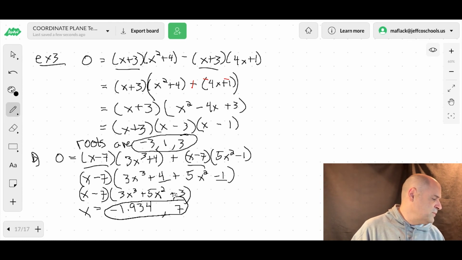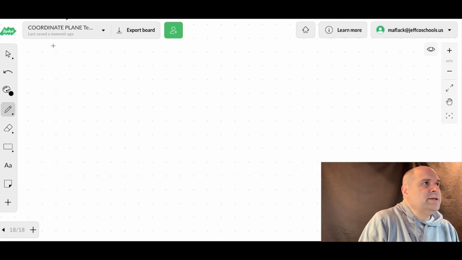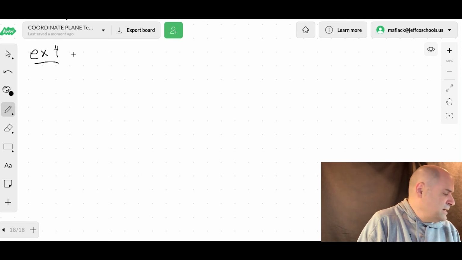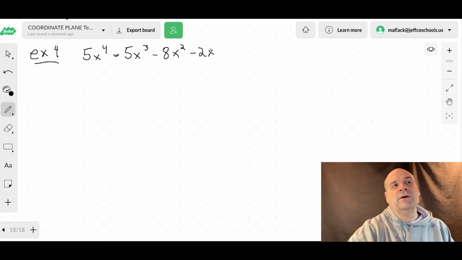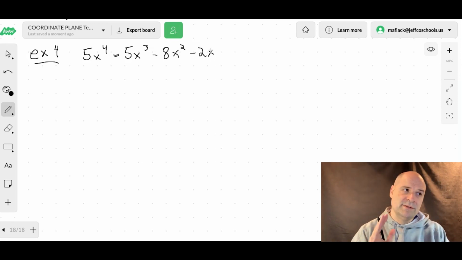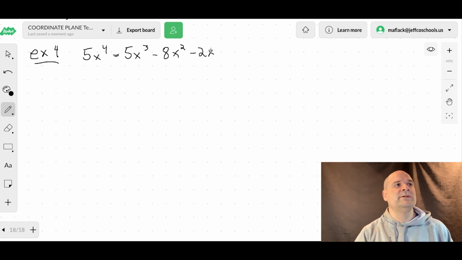Example 4, we'll do one more. All right, so let's write down our equation, and I'm gonna have you press pause and you can try it. So example 4, 5x to the 4th equals 5x cubed minus 8x squared minus 2x. Okay, I lied. I want to give you just a little shove in the right direction.